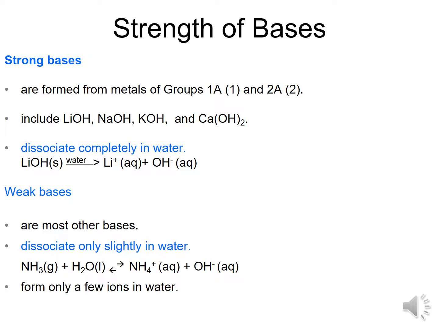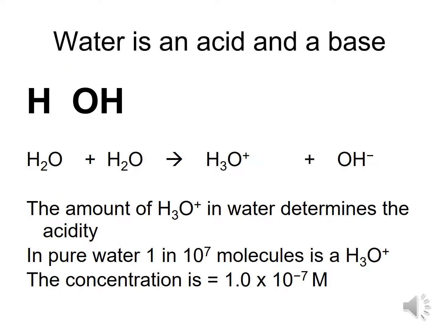They dissociate slightly in water, kind of like a weak acid: NH3 plus water. Notice the double arrow for equilibrium, meaning it's a weak base. Makes NH4 plus, OH minus. These will not make as many ions in water. NH3 is a base, NH4 plus is its conjugate acid. Water is an acid in this case. OH minus is its conjugate base. So here we see water can play the part of an acid or a base. So water is an acid and a base.